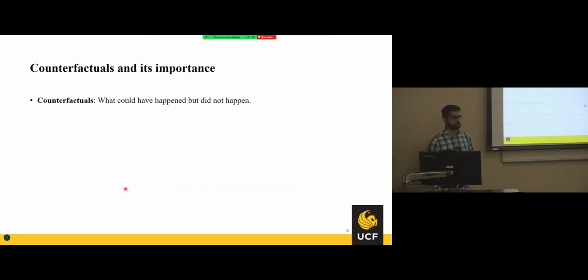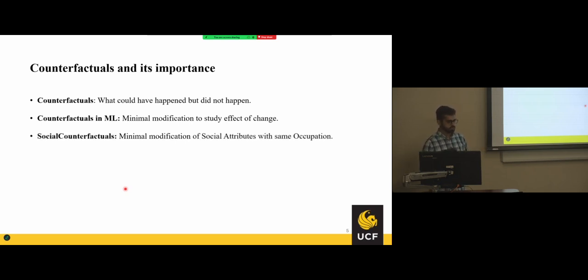Counterfactuals and their importance. A counterfactual in general is something that could have happened. It's a statement of what if it had happened, but it never happened. Counterfactuals in machine learning are a study of the effect of change on an original sample with the slightest modification. So you have an original sample, you do some slight modification, and you ask what is the effect of that? That is counterfactuals in machine learning.